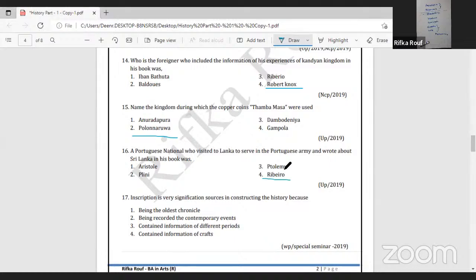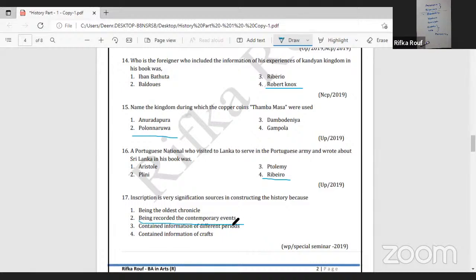Right, the next one. Inscriptions are very significant sources in constructing history, because why are inscriptions important? Is it because they are old? Is it because they recorded contemporary events? Is it because they contain information of different periods? Is it because they contain information of crafts? So which one? Yes, you are correct. Correct, Umaira. Correct, Zenat. The answer is that they recorded contemporary events.